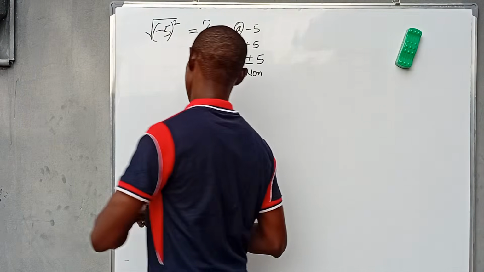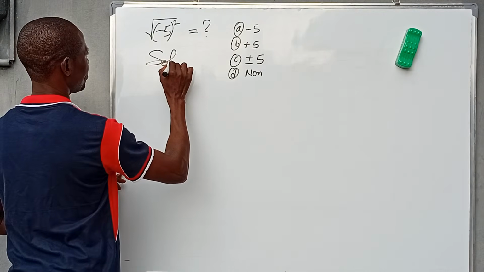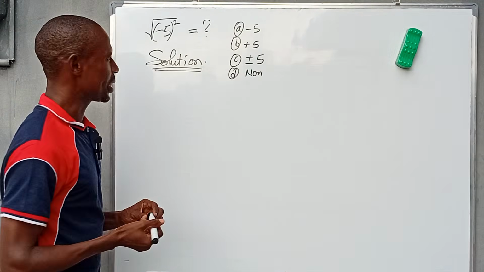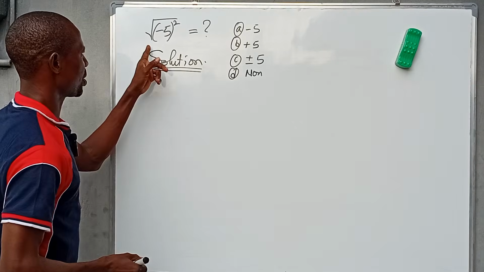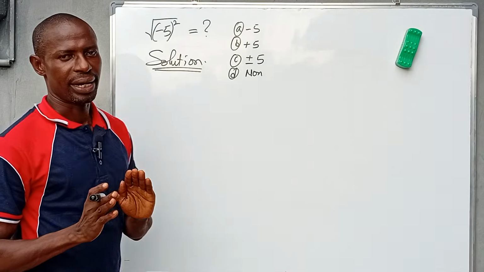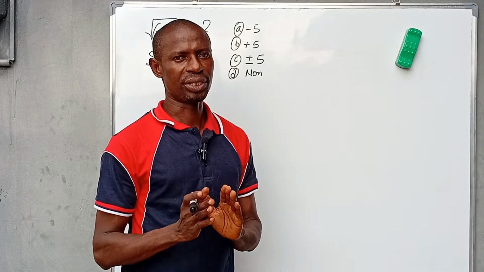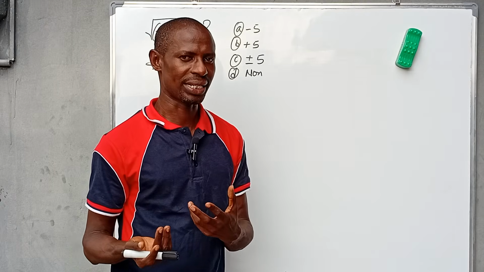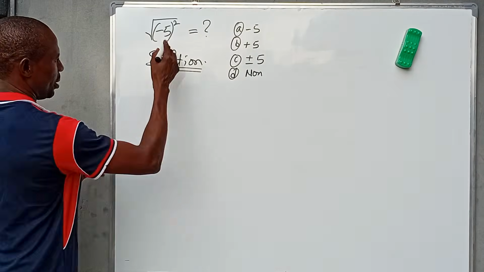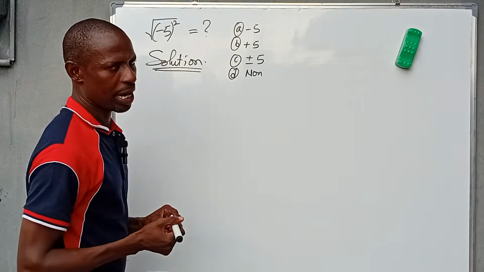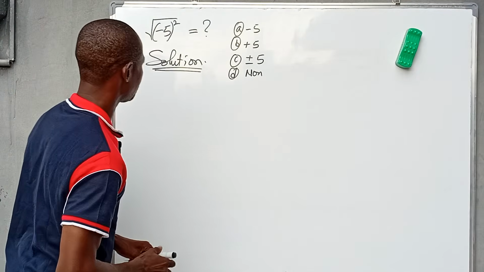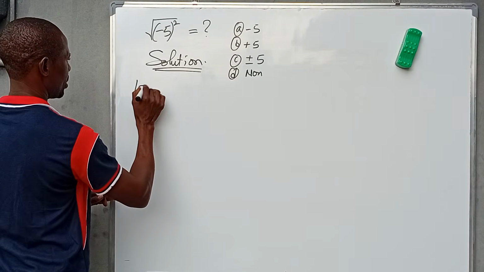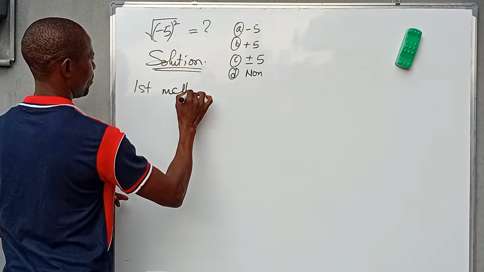All right, so let's take our solution. So now let's take a critical look at this expression here. I want to use two methods to solve this, and at the end, we're going to verify our answers. The first approach I'm going to use here is this. Let me term this first method.